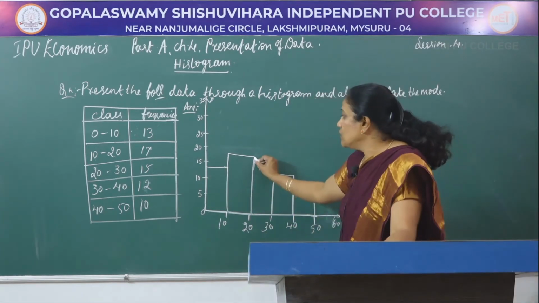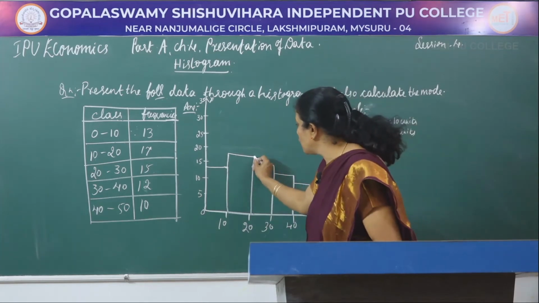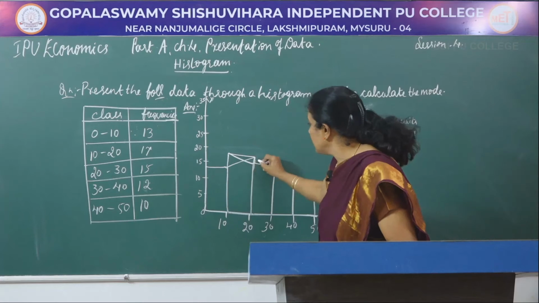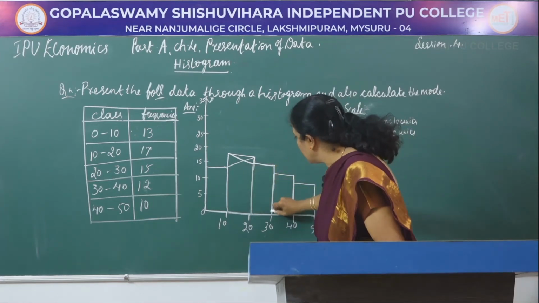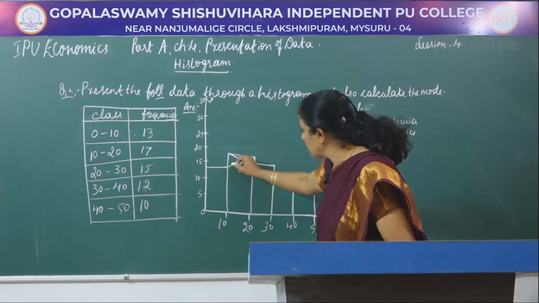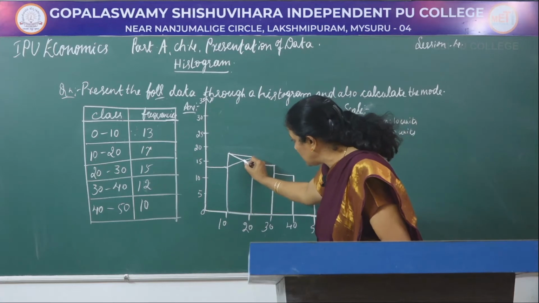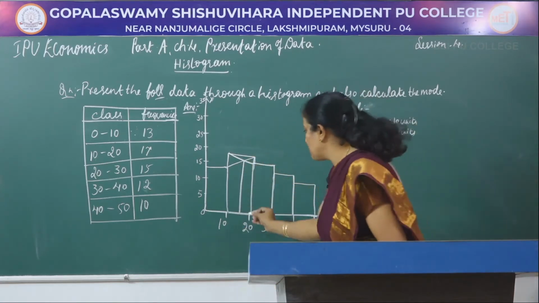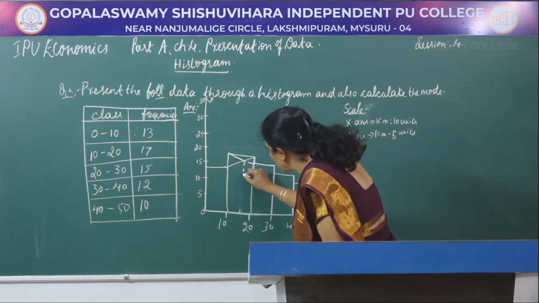We are asked to calculate the mode. For that we have to draw two diagonals, the two diagonals which join these lines. The left line is from here to here, and the line towards the right is from here to here, and we have the mode located in this place.